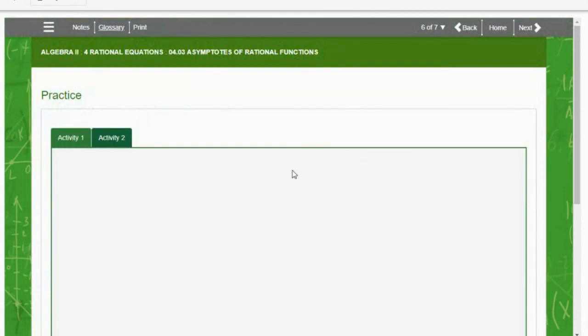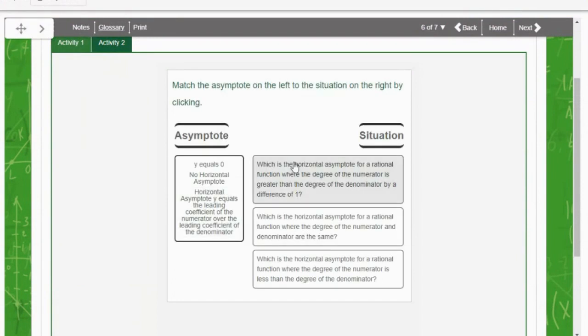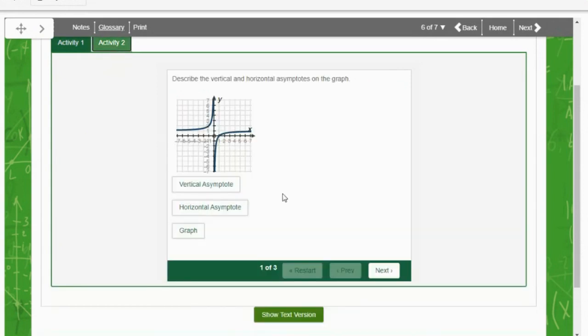Page 6. Activity 1 and activity 2. Again, 2 different screens to go between. This one's matching, if you know which is which. In which case, does y equal 0, no horizontal asymptote, or it's the leading coefficient. Activity 2, describe the vertical and horizontal asymptotes. Do you know them both? And you can click there and it'll give you the answers.